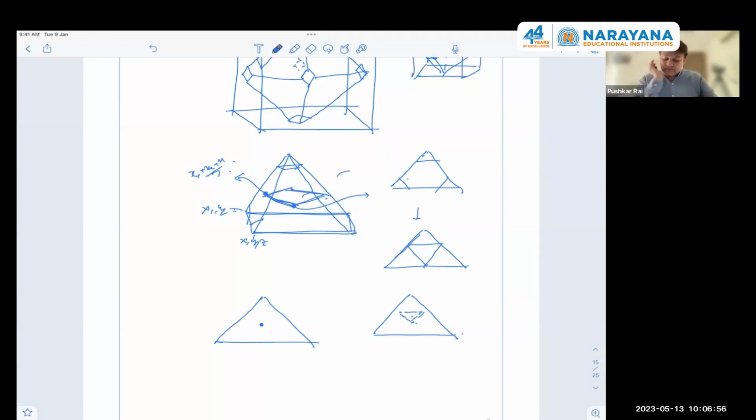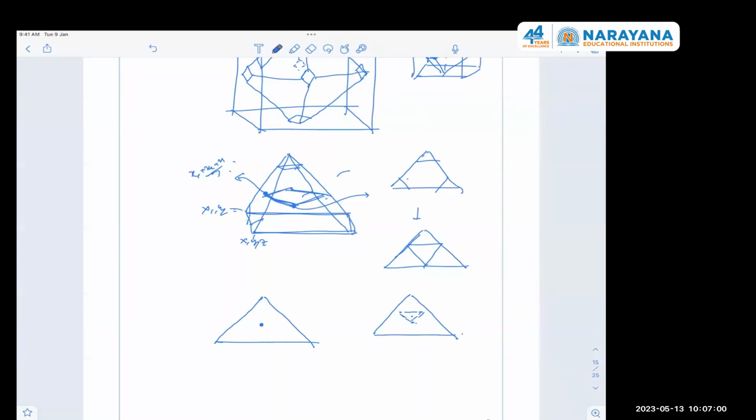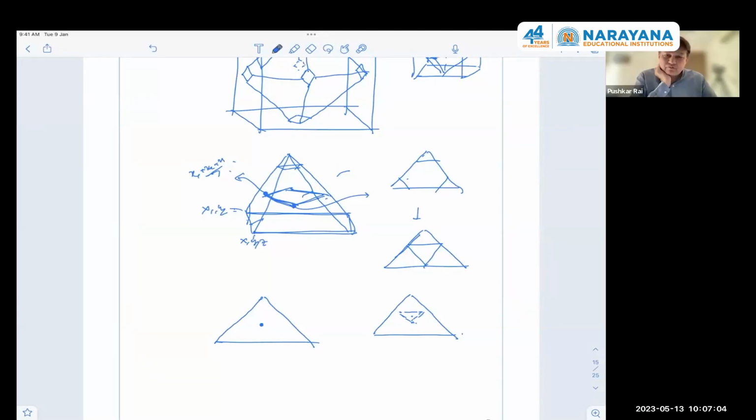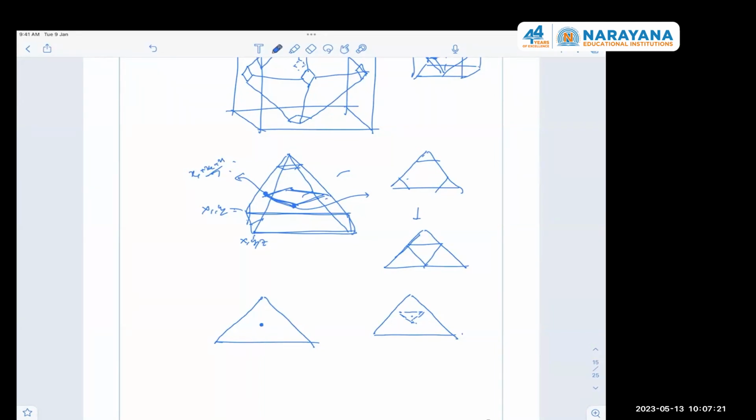Understood what I'm saying? Yes, sir. So have you done this? Yeah. What was your approach? I thought that vertices will lie on the edge of this octahedron. No, edge of the octahedron? No, no, no. No, it will not.